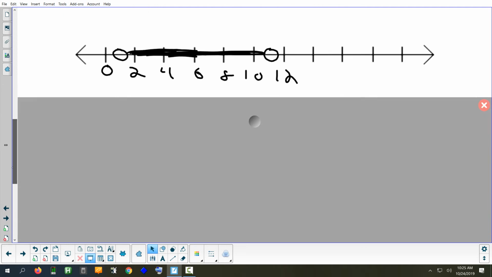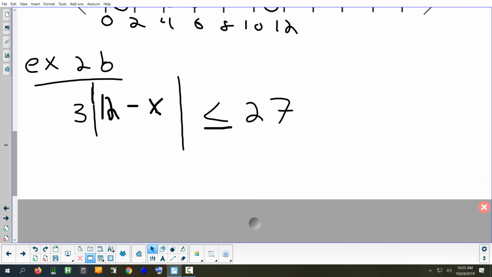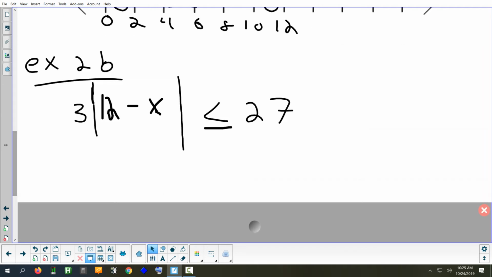Alright, so let's look at our last one. Example 2b. First question, is my absolute value by itself here? No. So this is kind of like 1b. It's not by itself. What's there that I don't want? The 3. What operation is it doing with the bars? Multiplication. You could put the dot, you could leave the dot off, it doesn't matter.